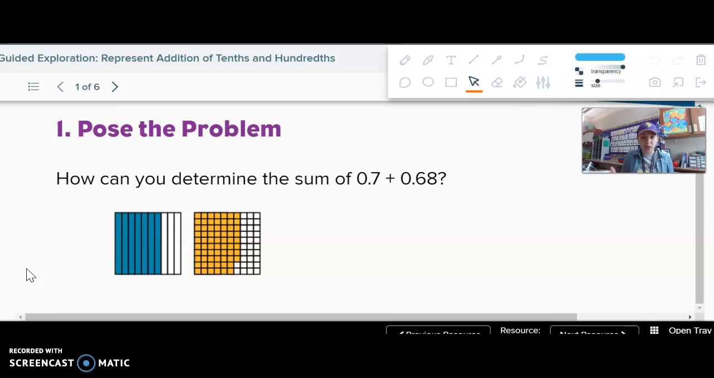So just like fractions that have a different denominator, these decimals are different sizes. So I cannot just add them together and say, oh, 7 plus 68 is 75, and then we'll just say 75. Because look how big the tenths are versus the hundredths, which are so much smaller. We have to take their size into account.